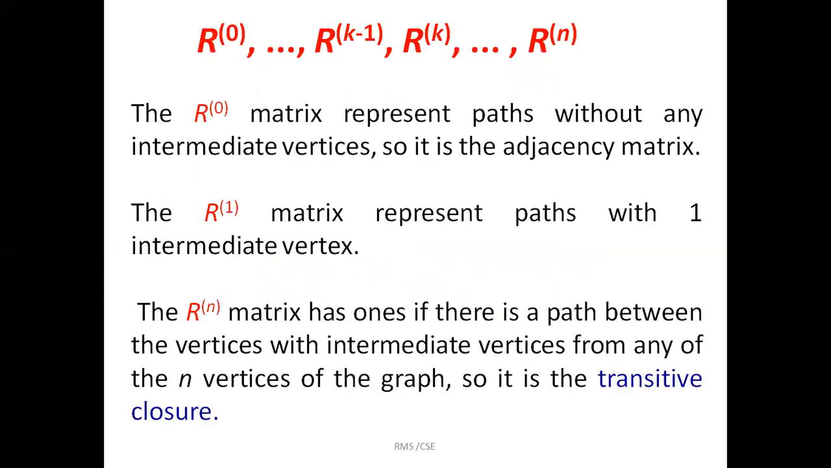R^0 represents a path with no intermediate vertex. R^1 is a path with one intermediate vertex, usually it will be A. R^2 has two intermediate vertices, similarly R^3, R^4, etc., up to R^n, which contains ones in place where there are n intermediate vertices between the source and destination vertex, and that forms the transitive closure.